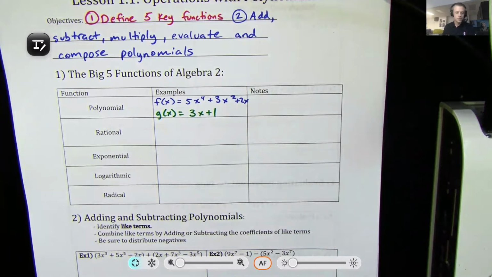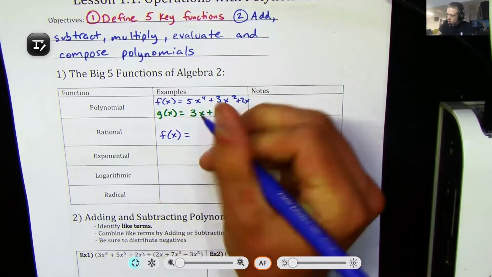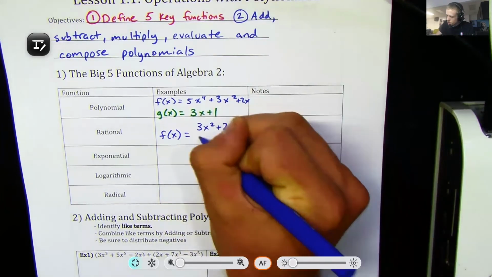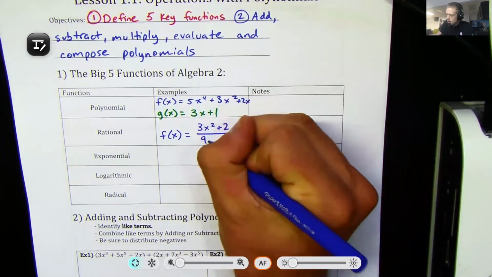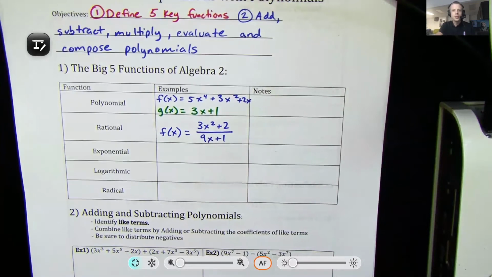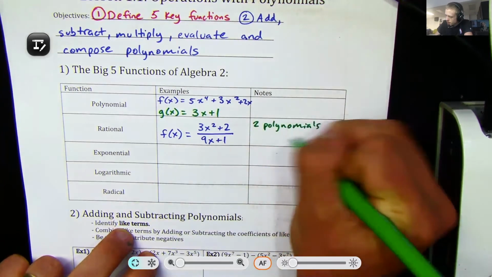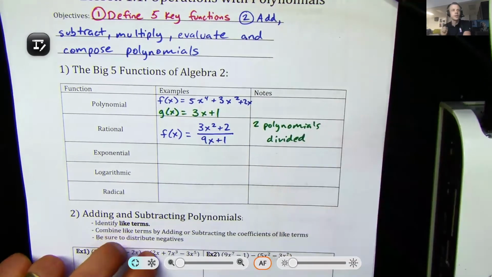Okay, so a rational function, our next one, looks like this. The root word of rational is ratio, which means fraction. That kind of helps me remember what rational functions look like. Here's an example. F of x equals 3x squared plus 2 over, or divided by, 9x plus 1. So this is an example of a rational function. That is just 2 polynomials divided. That is all a rational function is.